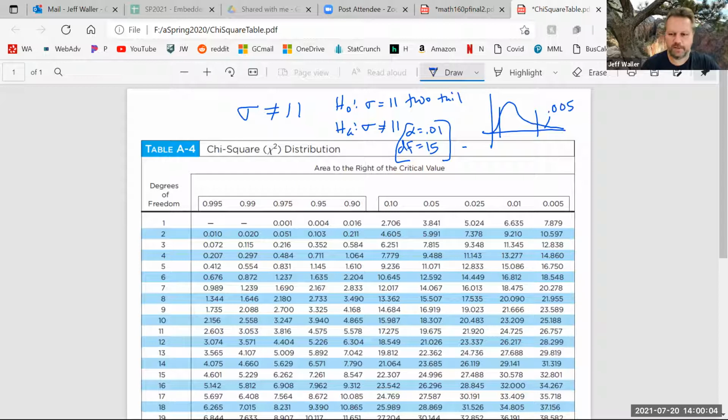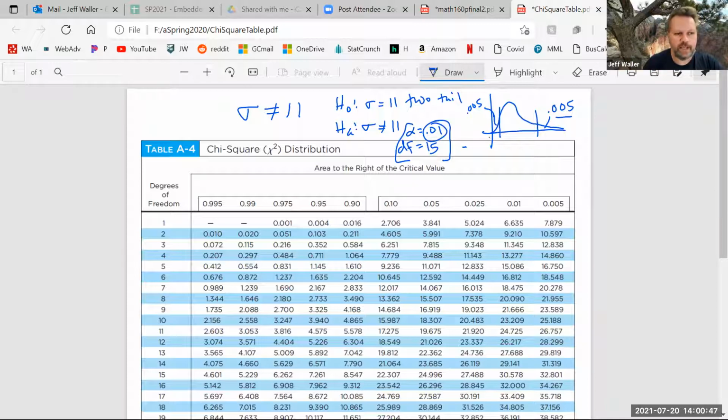Anybody see where that came from? Yeah, because there's 1% in both tails, so there's 0.5% in that tail. So of course, back here, there's going to be how much in this tail? 0.005, right? Even though it's not symmetrical? Exactly. Even though it's not symmetrical, we still chop it so that there are equal amounts in both tails. So one tail is going to be longer than the other, but the area in total is going to be the same.